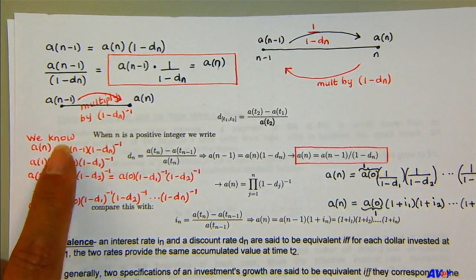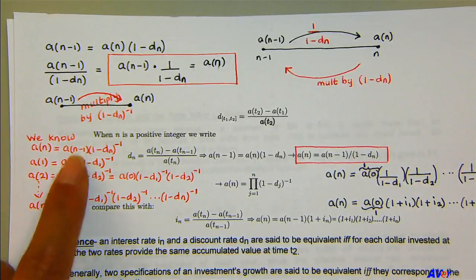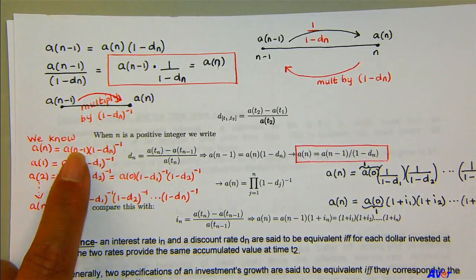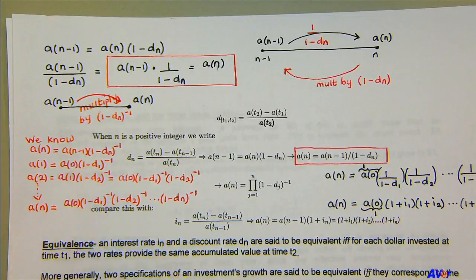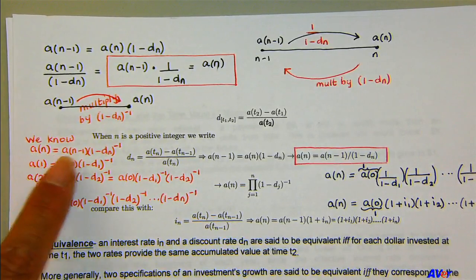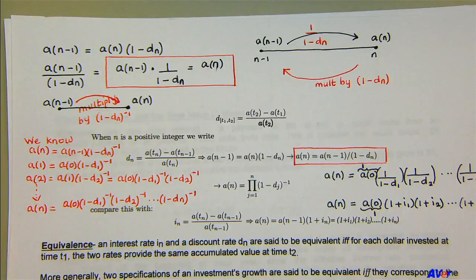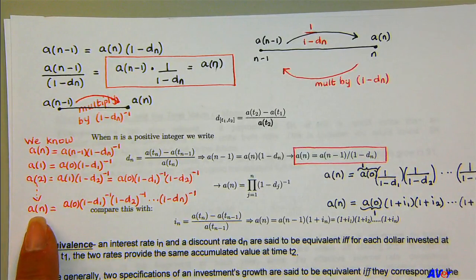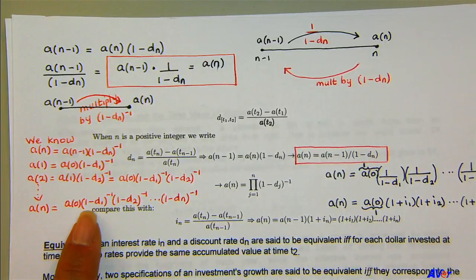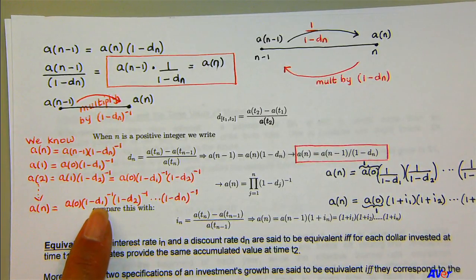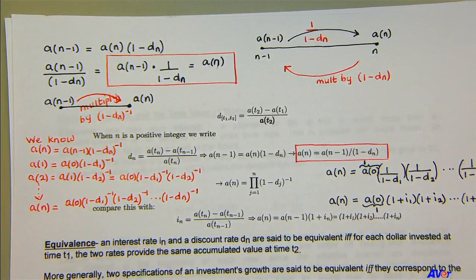So using this recursive formula, A1 is A0. I'm plugging in 1 into this equation right here. So I get A0 times (1 minus D1) to the negative 1 power. That's A1. But it says that every A of n is equal to the previous A of n minus 1 times (1 minus dn) to the minus 1. So using that recursive formula, I get this equation that says A of n is equal to A0, which is 1, times (1 minus d1) to the minus 1, (1 minus d2) to the minus 1, and so forth. So why don't I use that right now, right? Are you following me?